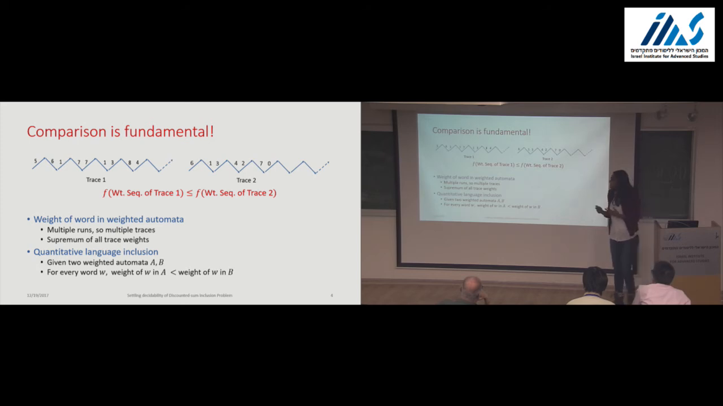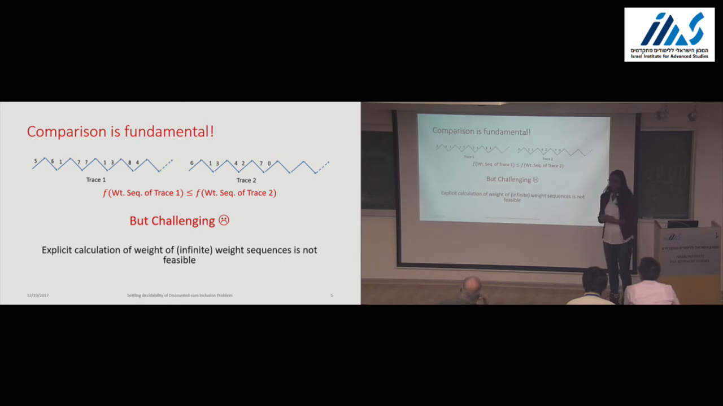So, for example, suppose we define the function f, the aggregate function, to be the one which returns the maximum integer that appears infinitely often. You cannot look at a finite trace and determine what the value is. So, although comparison is fundamental, it's extremely challenging because the explicit calculation of the weight of an infinite sequence cannot really be done. And that is where we step in.